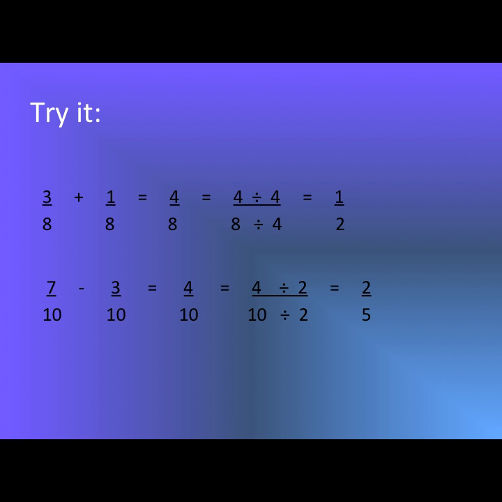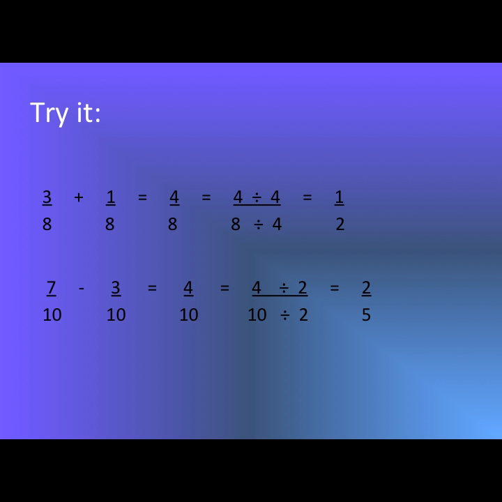Try it. 3/8 plus 1/8 equals 4/8. You have to find a greatest common multiple to simplify this answer. The greatest common multiple in this case is 4, so you take 4 divided by 4, which is 1, and 8 divided by 4, which is 2, to get the answer 1/2.